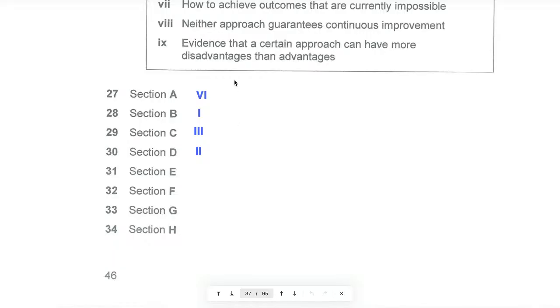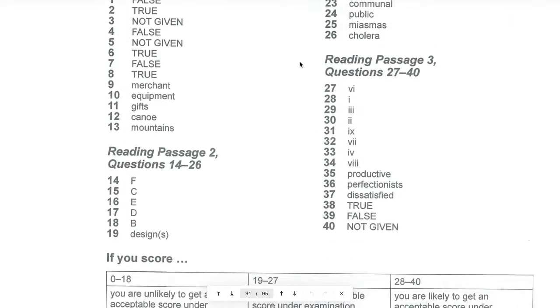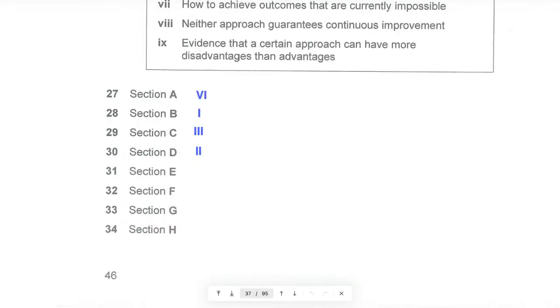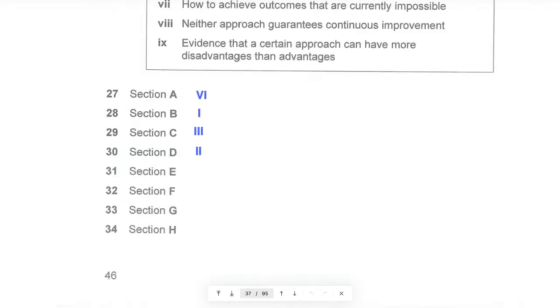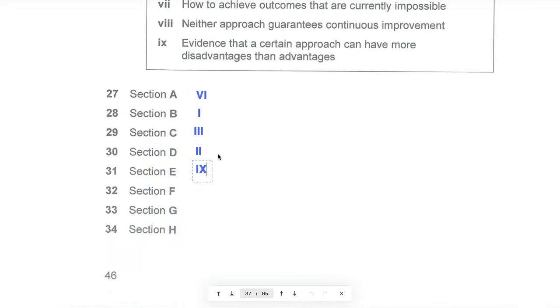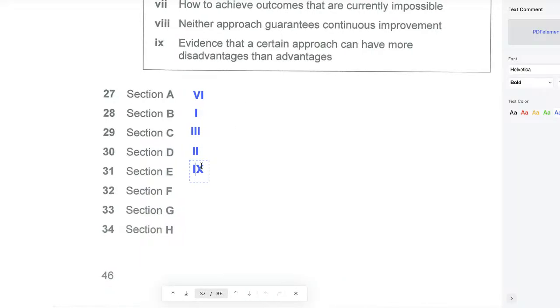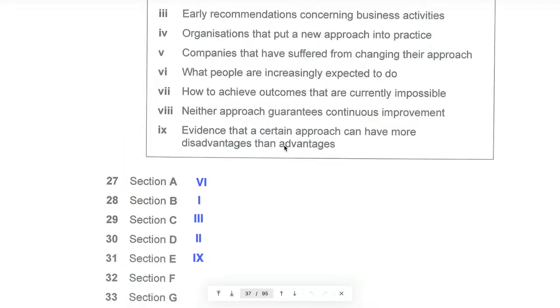Now, 31, section E. What's the answer? Owen, what's the answer? 9, right? Okay, so the answer is 9, yeah? So for those of you who didn't have the answers yet, please write there. Okay, section E, 9. Okay, read that.